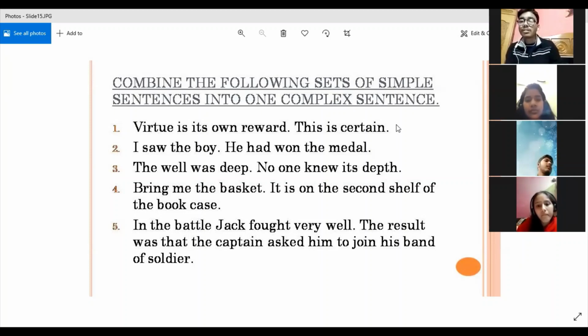Next, I saw the boy, he had won the medal. Yes, Athar? I saw the boy who had won the medal. Very good. I saw the boy who had won the medal.